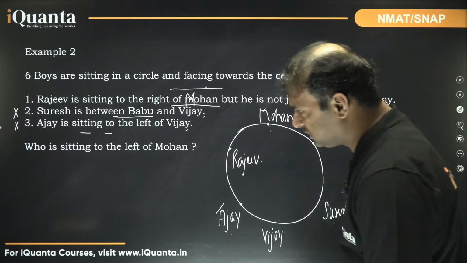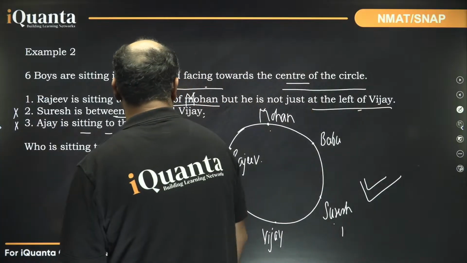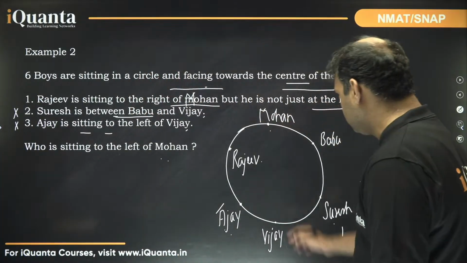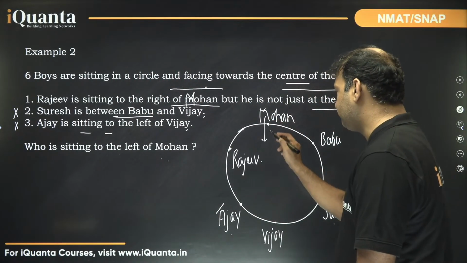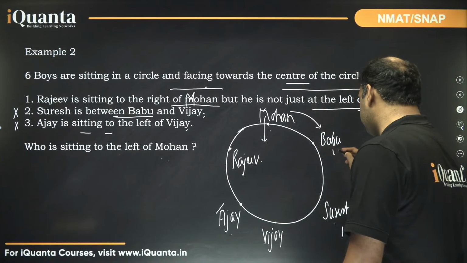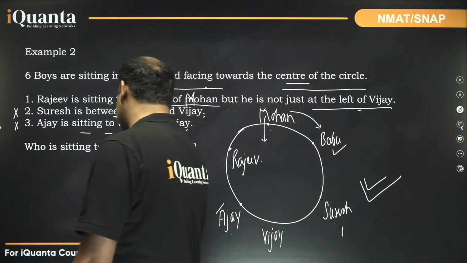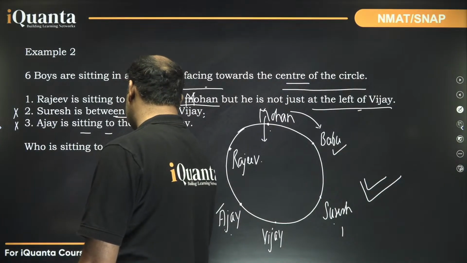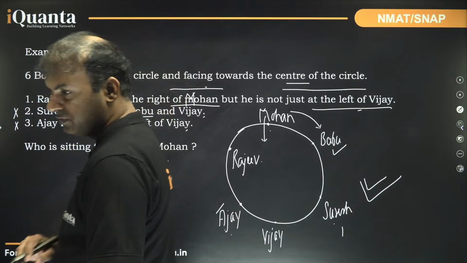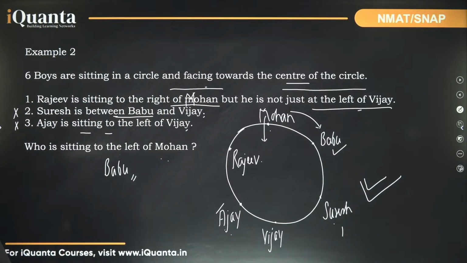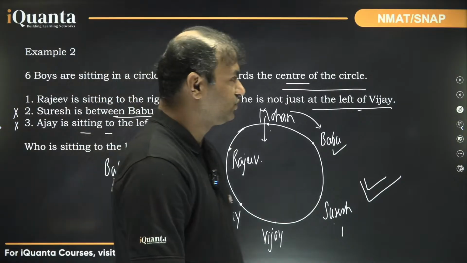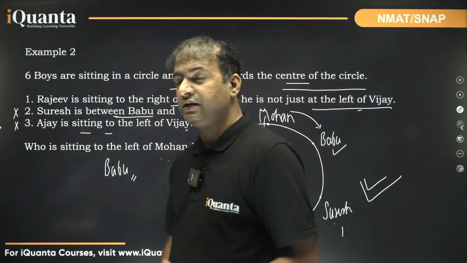Now the question is, who is sitting to the left of Mohan, right? So guys, where is Mohan? This is Mohan, right? So the left of Mohan is Babu. So the answer to this question has to be nothing but Babu, right? I hope you understand that. Simple question, guys, right? Mohan is opposite of Vijay. Yes, that's true.